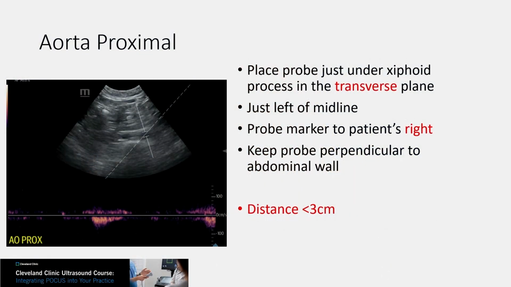One of the most important things to know when you're performing this exam is to look for something called the spine sign. Just behind the aorta is a hyperechoic line consistent with the spine, and next to the aorta is the IVC. You can use pulse wave Doppler placed over the vessel to ensure that you're over the arterial vessel and not the venous vessel.